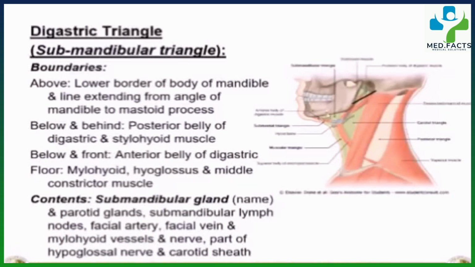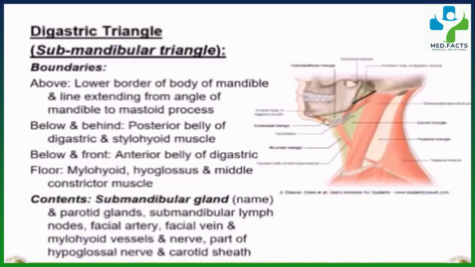The first is the base of the triangle. This is also a reverse triangle with the base above and the apex down. So the base is formed by the base of the mandible and the imaginary line drawn from the angle of the mandible up to the mastoid process. Below and anteriorly we have the anterior belly of the digastric, and below and posteriorly we have the posterior belly of the digastric.